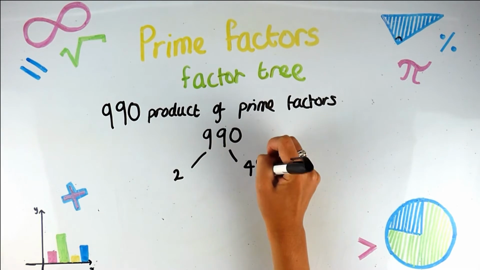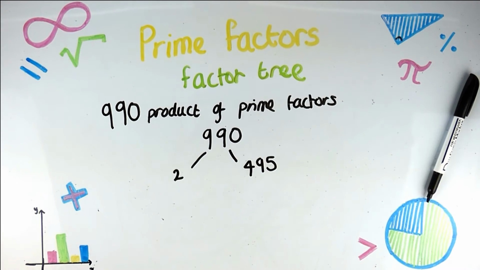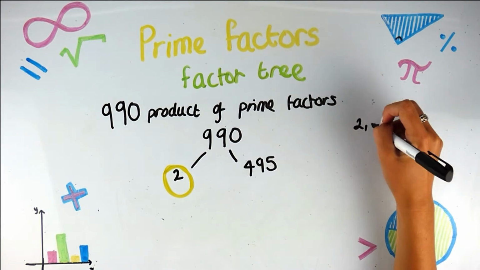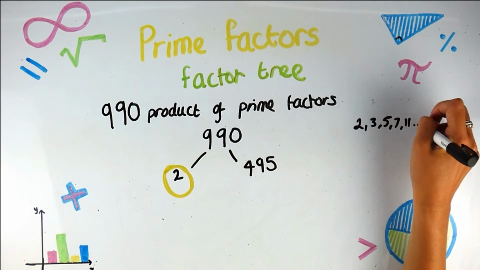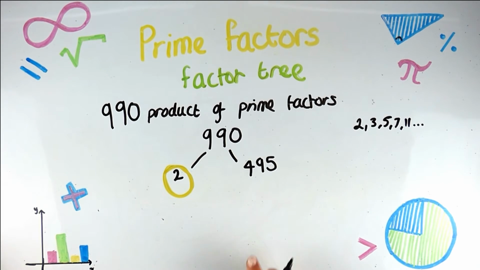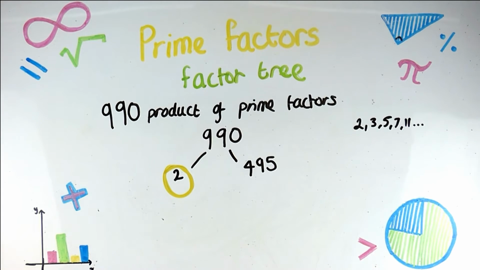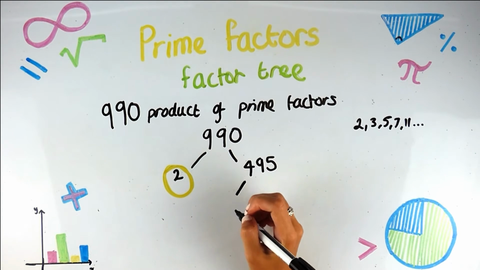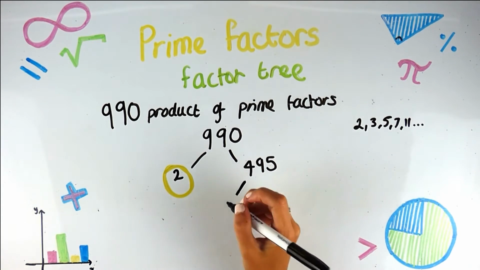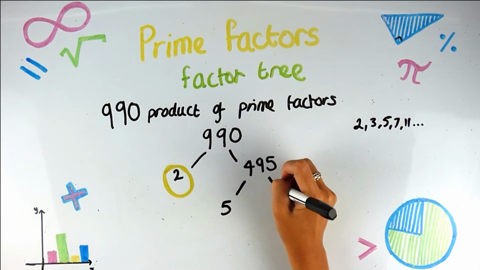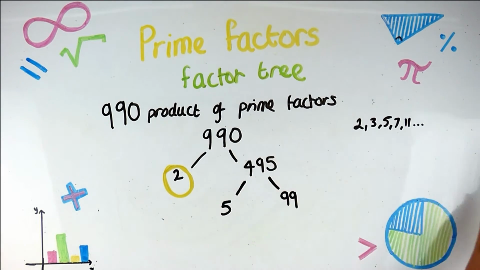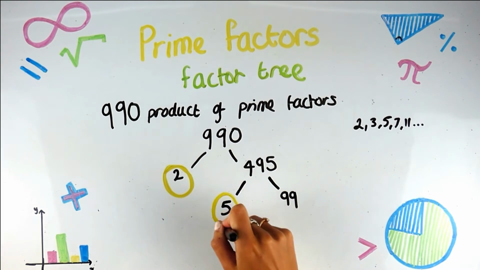And that's 495 times 2, and I see 2, and I know that's prime, write my little primes out again, 2, 3, 5, 7, 11, etc. Okay, now I get this, and that is not an even number, but it ends in 5, so I know that 5 must go into it, so 495 divided by 5. So we get 5 and 99. Now I look at my little list, yes, I know 5 is a prime number.